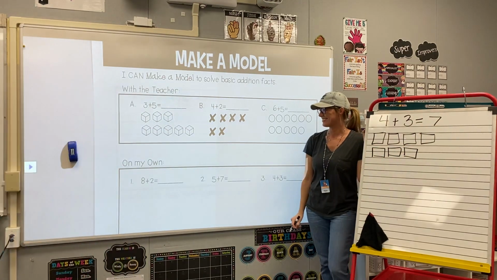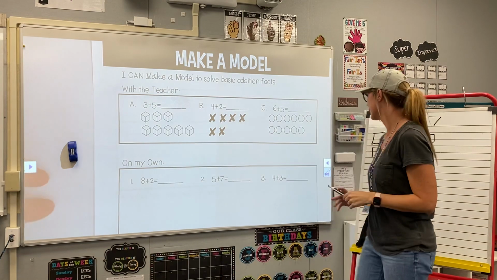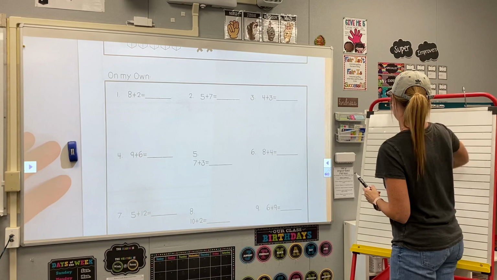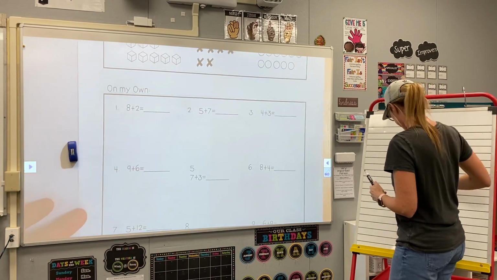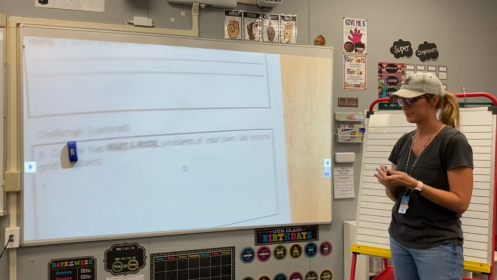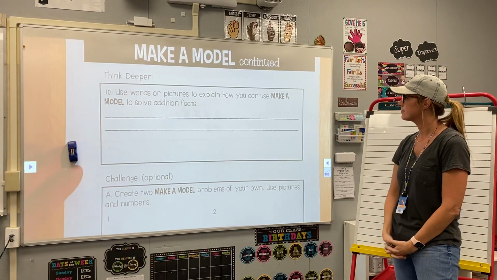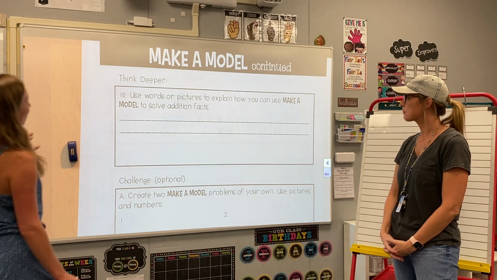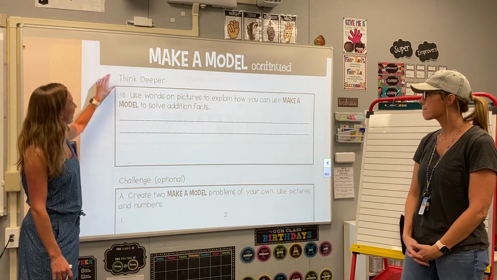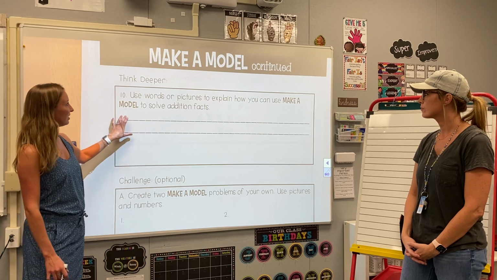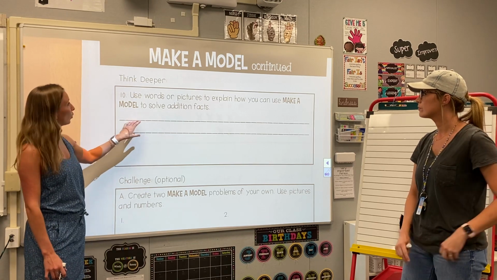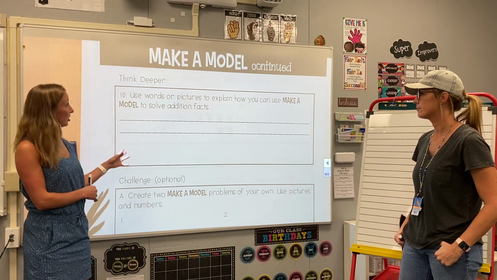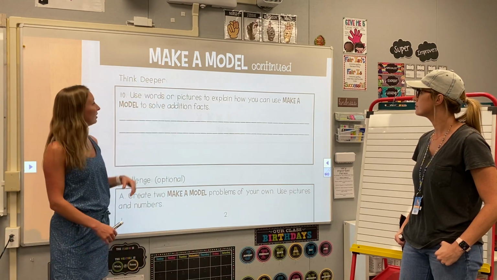All right, so boys and girls, you're going to be doing the rest of this page on your own, making sure that you're drawing pictures to go along with each of the problems. And while we have a minute together, I want to go over the back side of the paper because it looks a little bit different. As you can see, there's a section on here that says, think deeper. And this time, you're not going to be using numbers. You're going to be using words or pictures to explain how you can use the strategy that we just learned, make a model, to add addition facts.